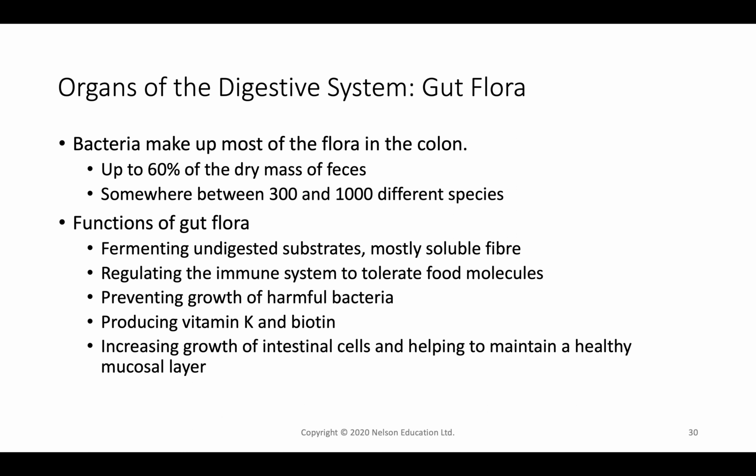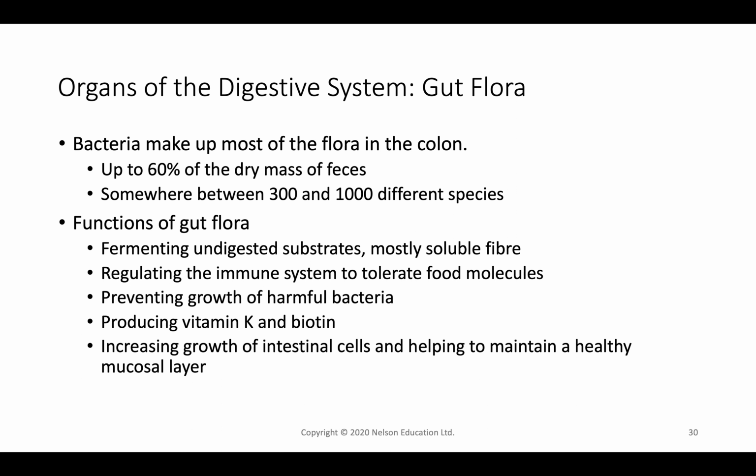So let's talk about that gut flora, right? Most of the flora in the colon are going to be different types of bacteria. The dry mass of feces is up to 60% bacteria. So 40% of it is going to be fiber and things that we're unable to digest and water, but 60% of it is going to be bacteria. There's over 1,000 different species of bacteria that are found in the flora of the colon, and depending on which one takes over, you can have different types of intestinal distress. So oftentimes if we have what's called idiopathic, means we don't really know why.